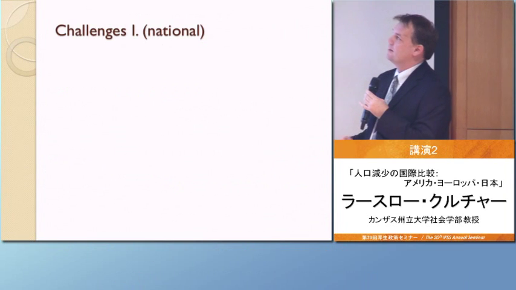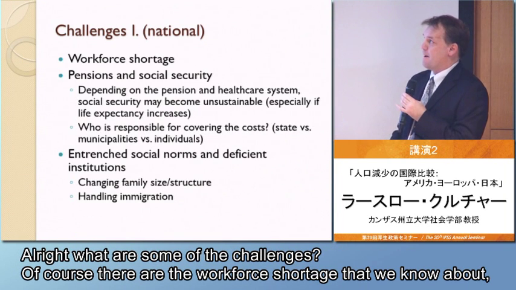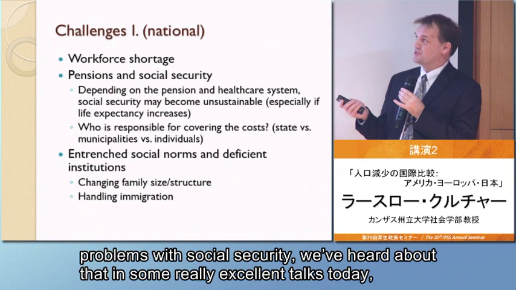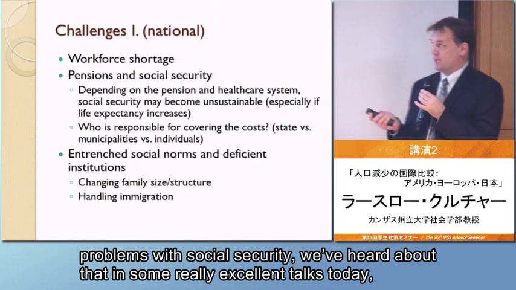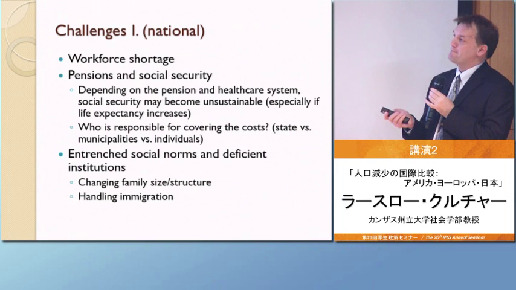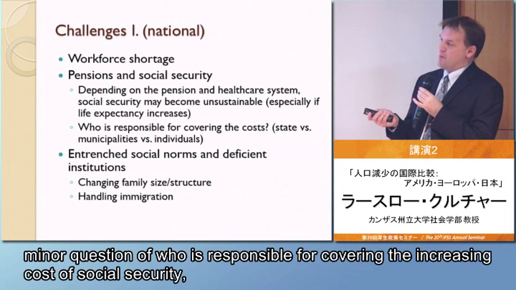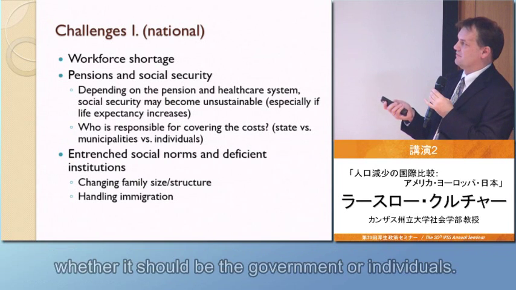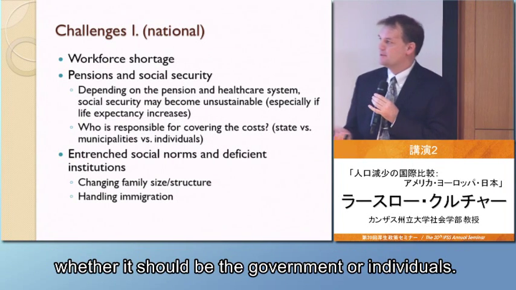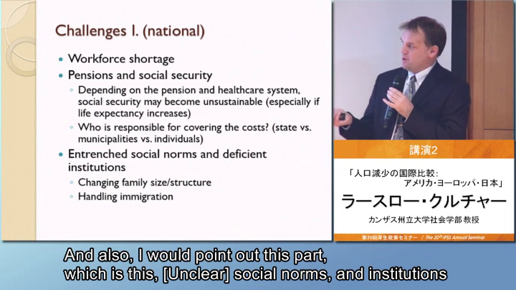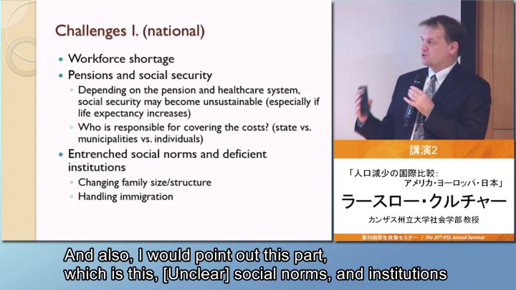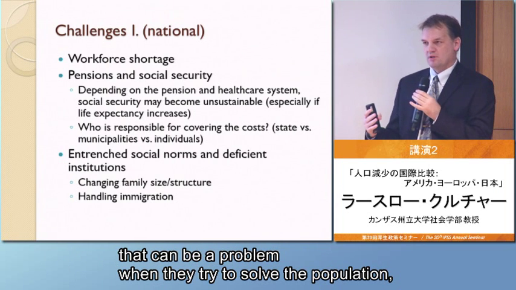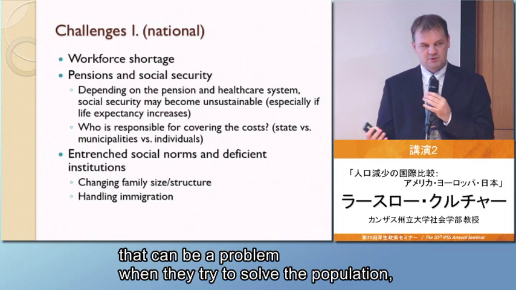Interestingly. All right, so what are some of the challenges? Of course, there is the workforce shortage that we know about, problems with Social Security we've heard about in some really excellent talks today, and then, of course, this minor question of who's responsible for covering the increasing costs of Social Security, whether it should be the government or individuals. And also I would point out these entrenched social norms and institutions that can be a problem when we try to solve depopulation.